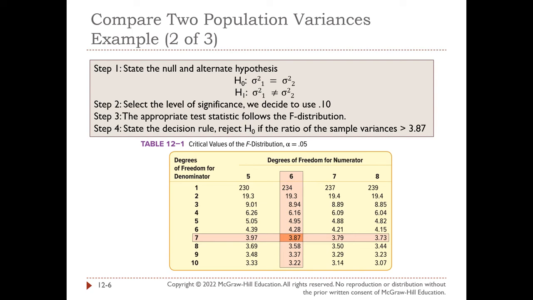Okay, so how do we figure this out? To get the degrees of freedom in the numerator, we're going to take 7 minus 1, which equals 6. To figure out the degrees of freedom in the denominator, we're going to take 8 minus 1, which equals 7. So that's where we get the critical value of 3.87.